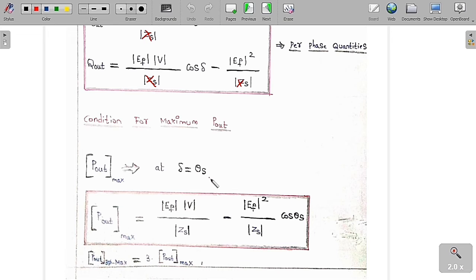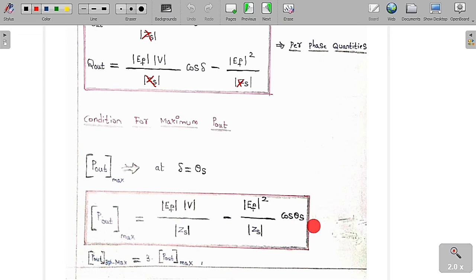So therefore, if you substitute delta equal to theta s in the general expression, whenever R is not equal to 0, then definitely you are going to get the expression for the perfect active power output, which is equal to mod of EF into mod of V by mod of ZS. Delta equal to theta s means cos of 0 is equal to 1, minus mod of EF whole square by mod of ZS cos theta s.